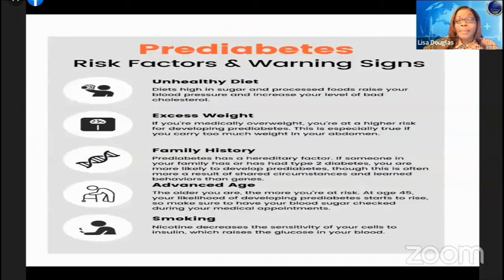The pre-diabetic risk factors and warning signs are basically the same: unhealthy eating, a diet that is high in sugar, a lot of processed food, things that will increase cholesterol level, excess weight, family history, advanced age, as well as smoking.